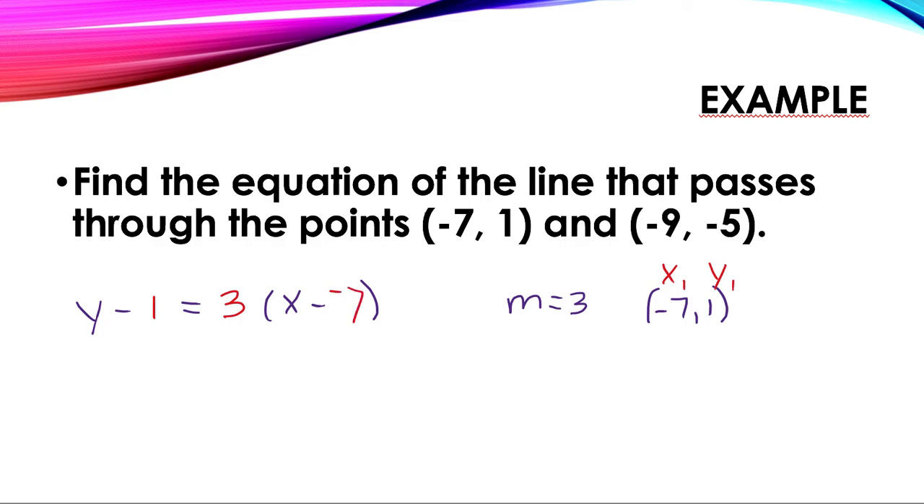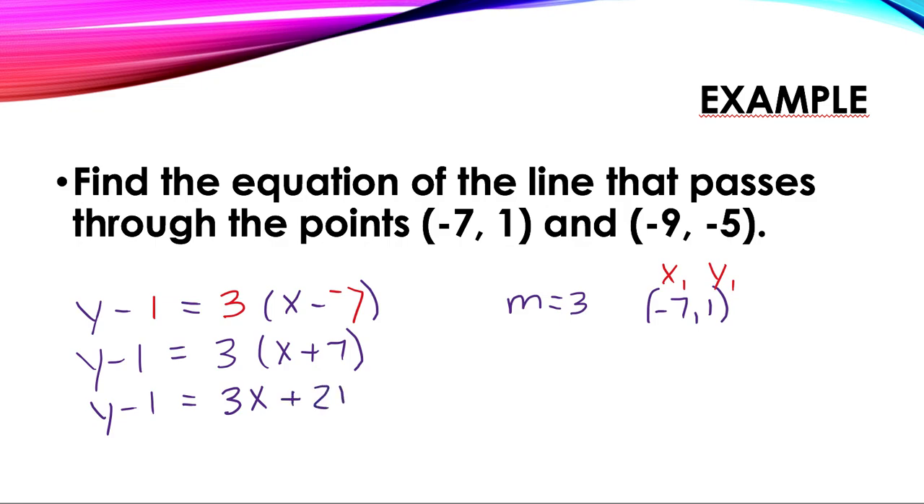Then we'll work at simplifying. So I'm going to have y minus 1 on the left and 3 times x plus 7 on the right. We'll then distribute the 3. So 3 times x is 3x. 3 times 7 is 21. And again, most of the time you're going to be asked to solve your final answer for y. And so we'll add 1 to both sides. So we're going to be looking at y is equal to 3x plus 22 as the equation for our line.